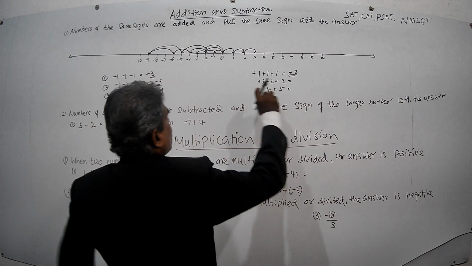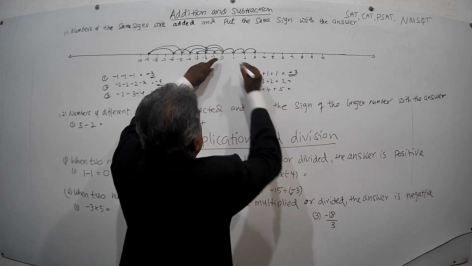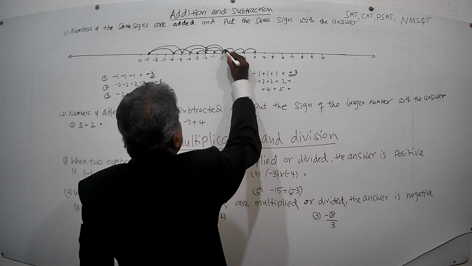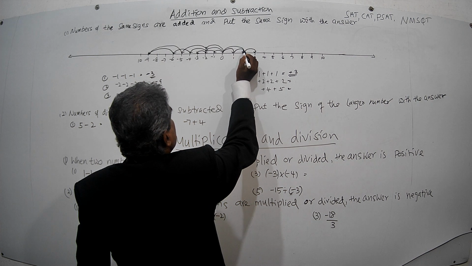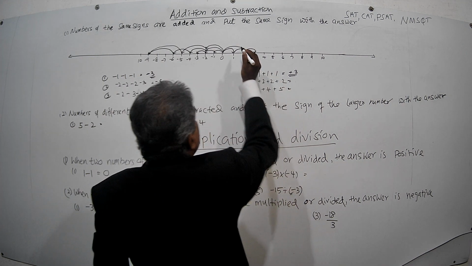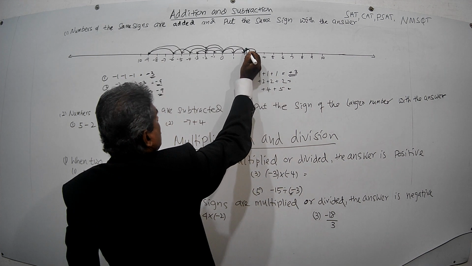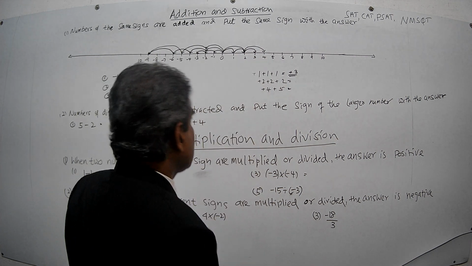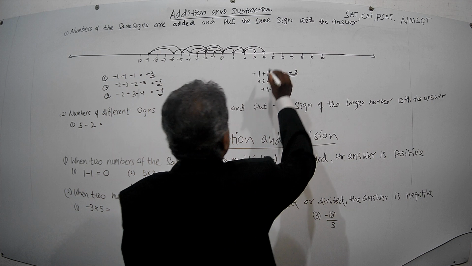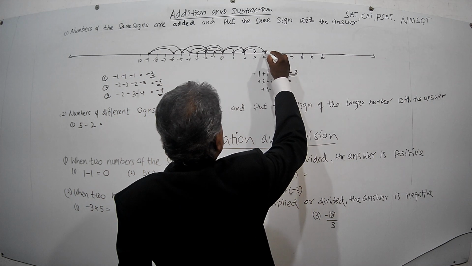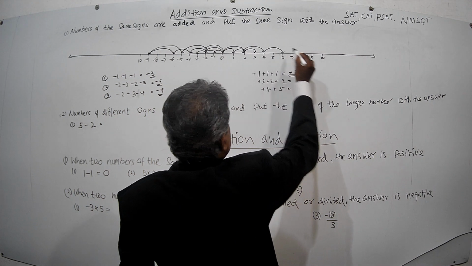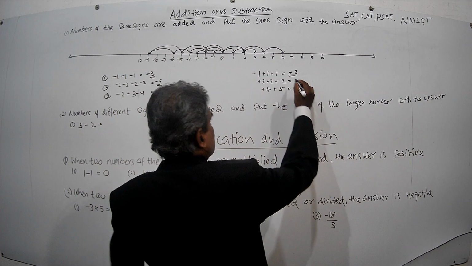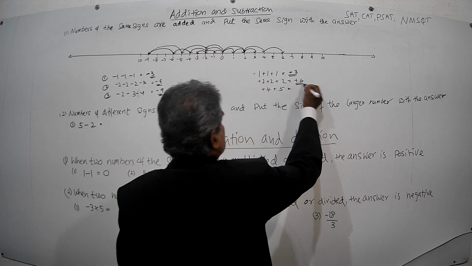It is proved. Now 0 to 2 you go first, like 0 to 2. Like this. Then another 2, like this. Another 2. Then by another 2. That means here. Now you ended up at +6. Therefore, the answer is positive. That is how you prove it.